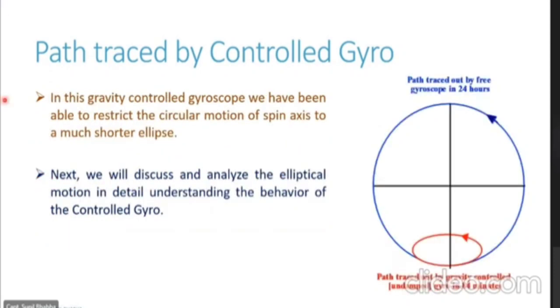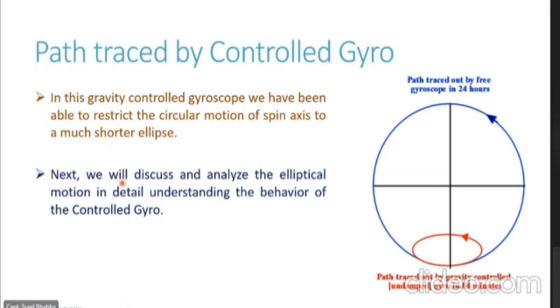So what have we achieved by controlling the gyro? In this gravity controlled gyroscope, we have been able to restrict the circular motion of the spin axis to a much shorter ellipse. You can see now that the spin axis remains much closer to the meridian, as compared to the free gyro, which was moving large distances away to the east as well as to the west of the meridian.